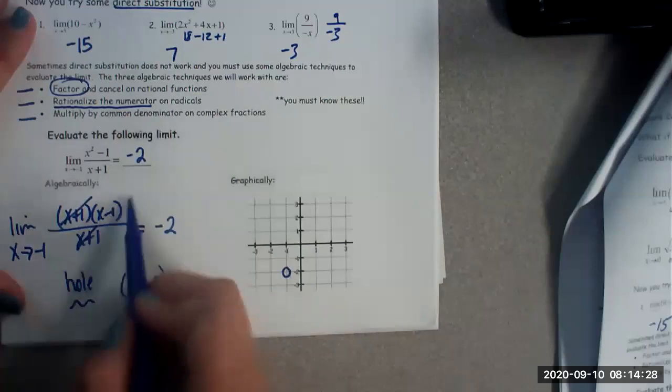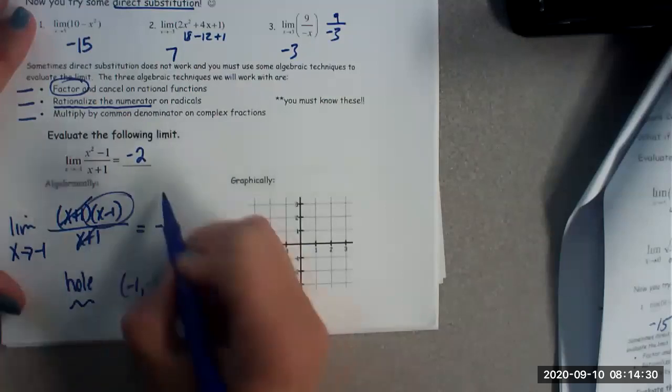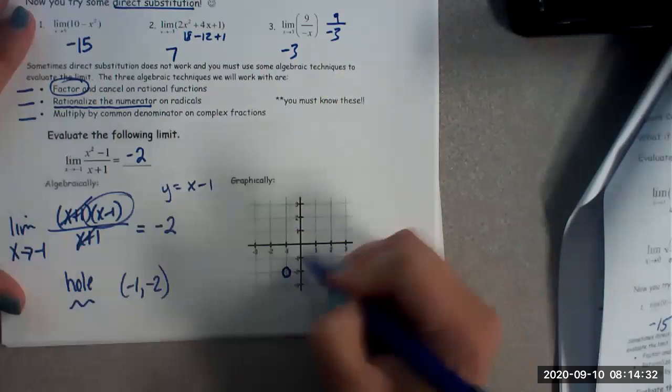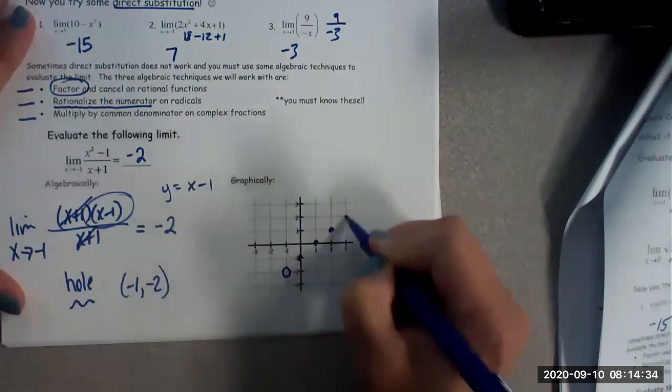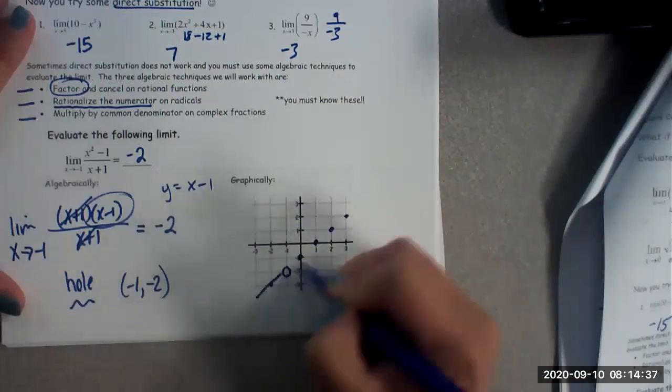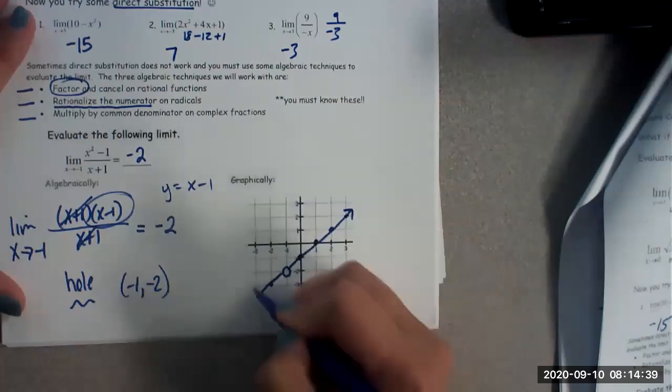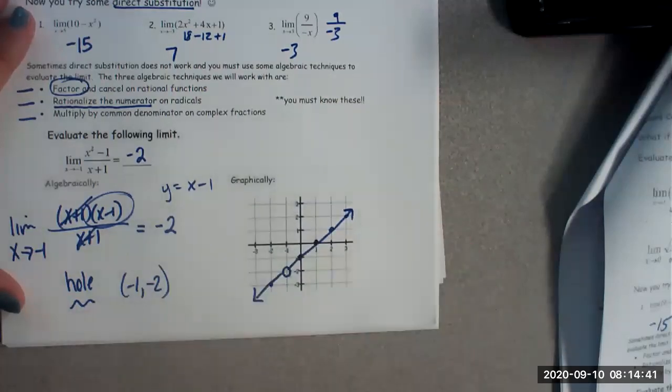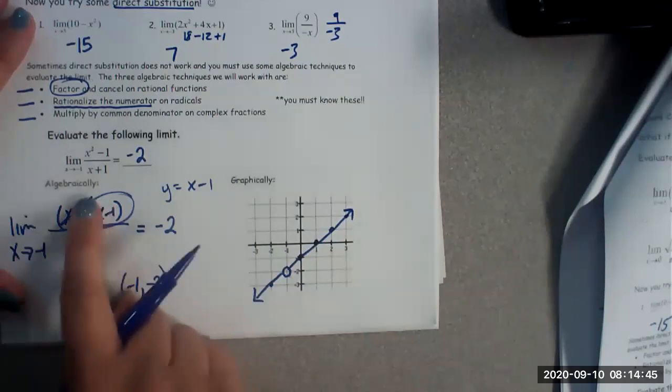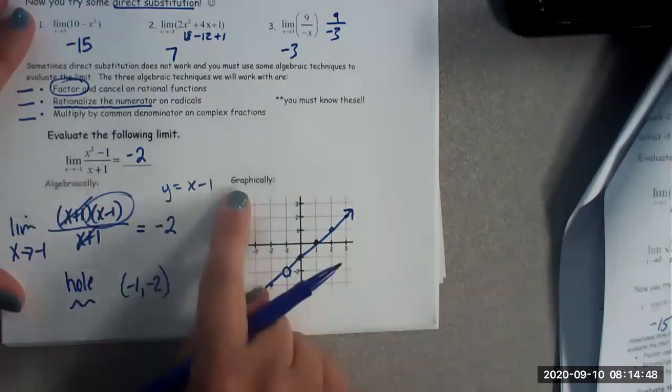Then you graph whatever's left over. That's just y equals x minus 1. That's what we're left with. That's just a line. Y equals x minus 1 looks like this. So do you see how it goes through where the hole is? So we're doing the same problem algebraically, and then we're doing the same problem with the graph.